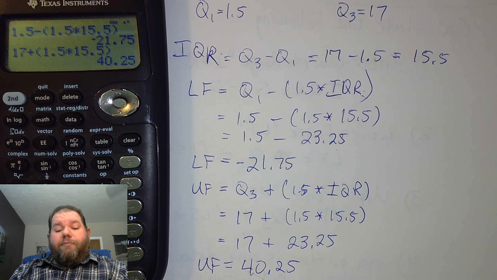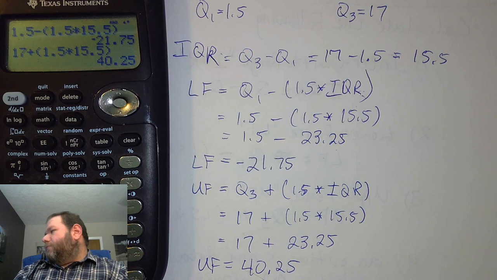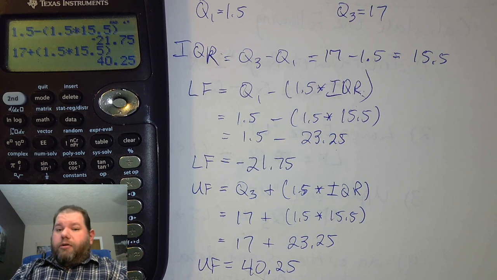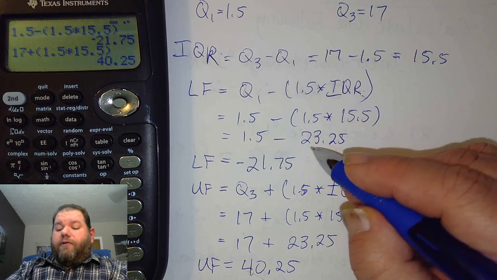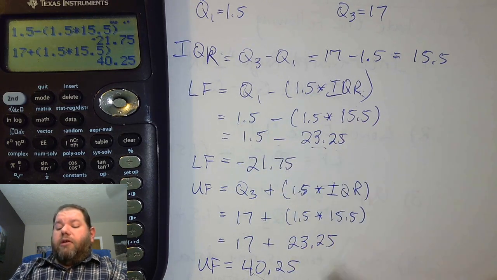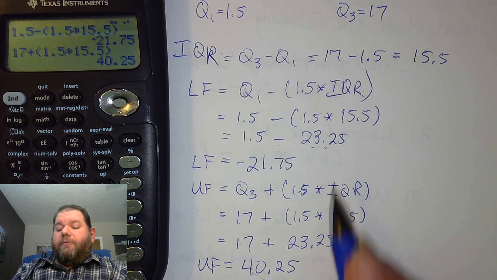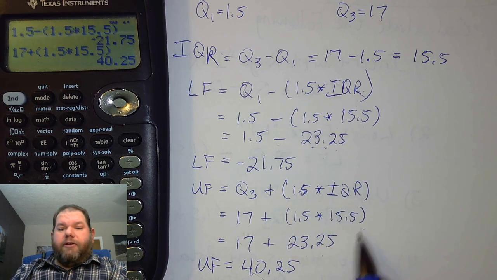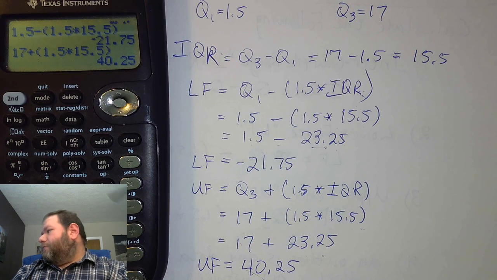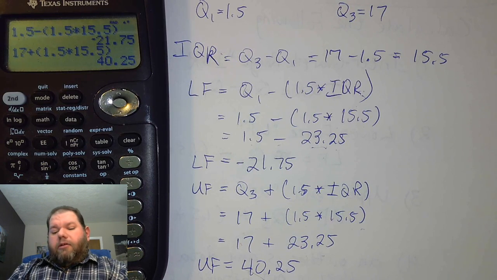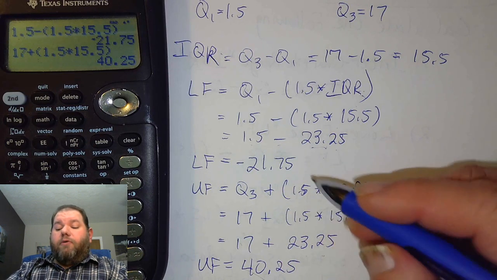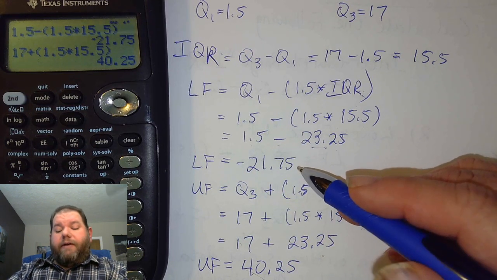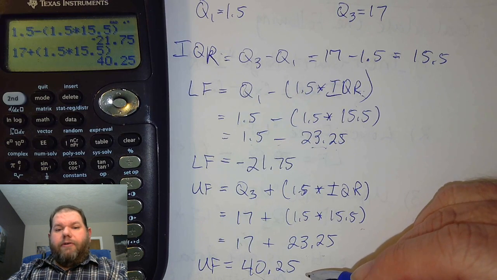It is important that we put parentheses in there on the calculator so that the calculator knows to work inside the parentheses first and then do the addition or subtraction second. Or you could do it like we talked about here, do this calculation first, and then do this subtraction, and then do this addition, because this number is the same in both cases. It's just 1.5 times IQR. Alright, now that gives us our fences. So that means our lower fence is negative 21.75, and our upper fence is 40.25.